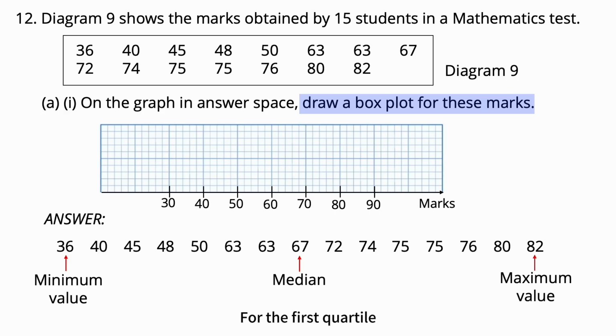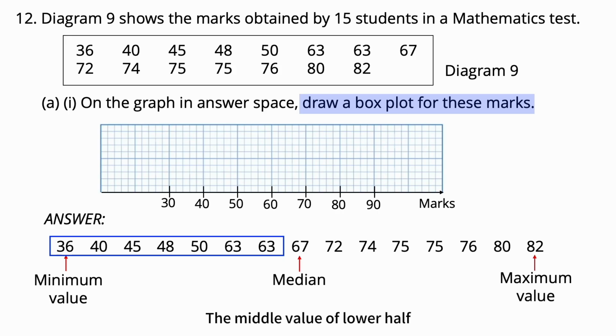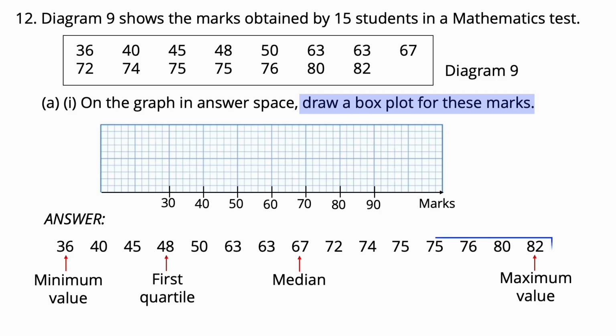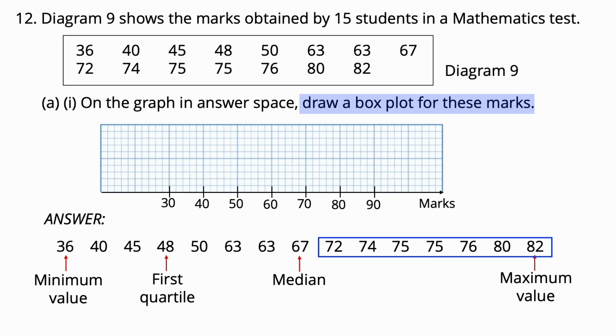For the first quartile, this is the median of the lower half, the first 7 values. The middle value of the lower half. Therefore, the first quartile is 48. For the third quartile, this is the median of the upper half, the last 7 values. The middle value of the upper half. Therefore, the third quartile is 75.